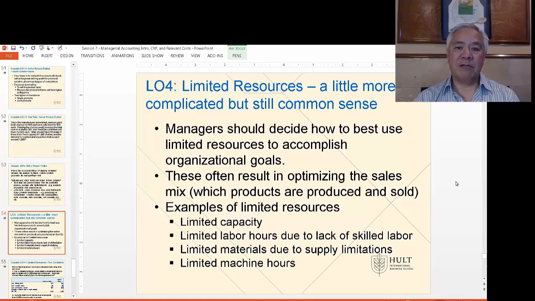Or it could be labor hours because you have a limited amount of skilled labor. Or materials might be constrained. You only have so much raw material that you can get from your vendor, so you have to make the best you can with it. Or machine hours. You have a limited amount of machine hours and you have to deploy them toward the most profitable products for the machines. So these are just 4 of many examples of limited resources that have to be factored in when making a decision.